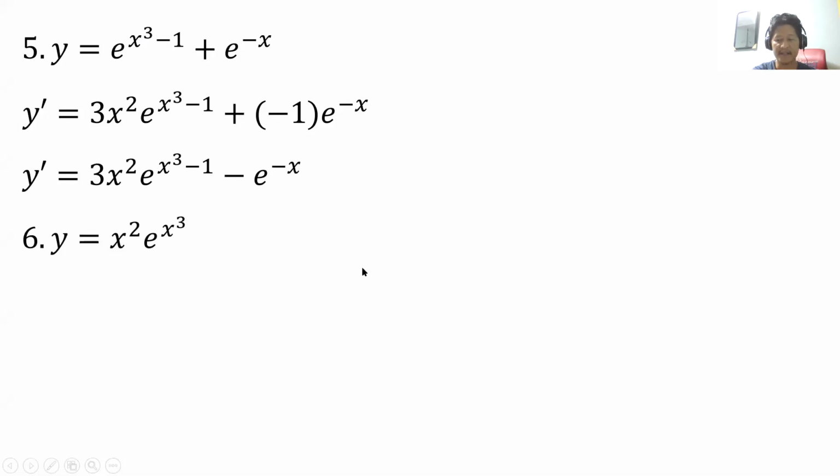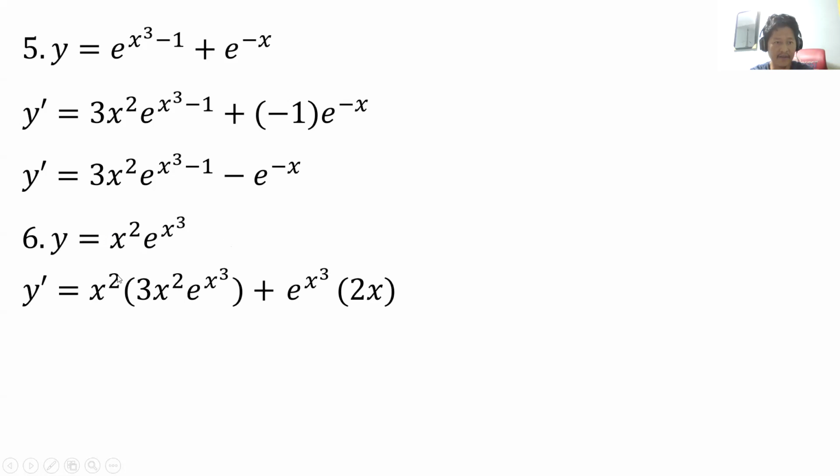Okay, number 6. So how about this? Earlier, it was all plus and minus and then we had a quotient. This time, notice, we have a product here. So when we have a product, we just have to use the product rule. How do we use the product rule again? For the product rule, copy the first factor, times the derivative of the second factor, plus, copy the second factor, times the derivative of the first. So your y prime will be what? I copied the first factor x squared, and then next I have to get the derivative of e to the x cubed. So this would be e to the x cubed, I copied it, times the derivative of the exponent, so we have 3x squared here. And then plus, copy the second factor, e to the x cubed, and then the derivative of x squared, so we have 2x. And then we just simplify.